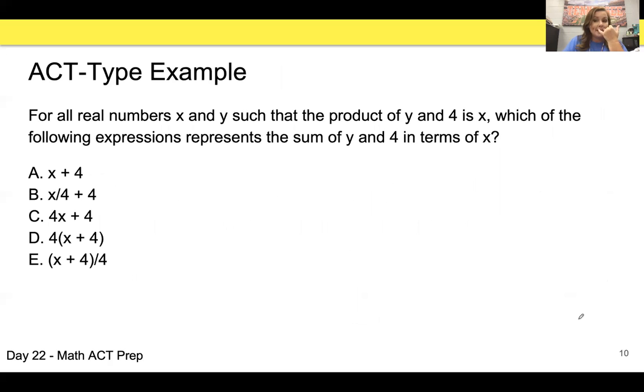So our ACT example, pause the video real quick. See how well you do on your own. Again, if you can't do it, do your guess answer, then unpause and let's see how you did.